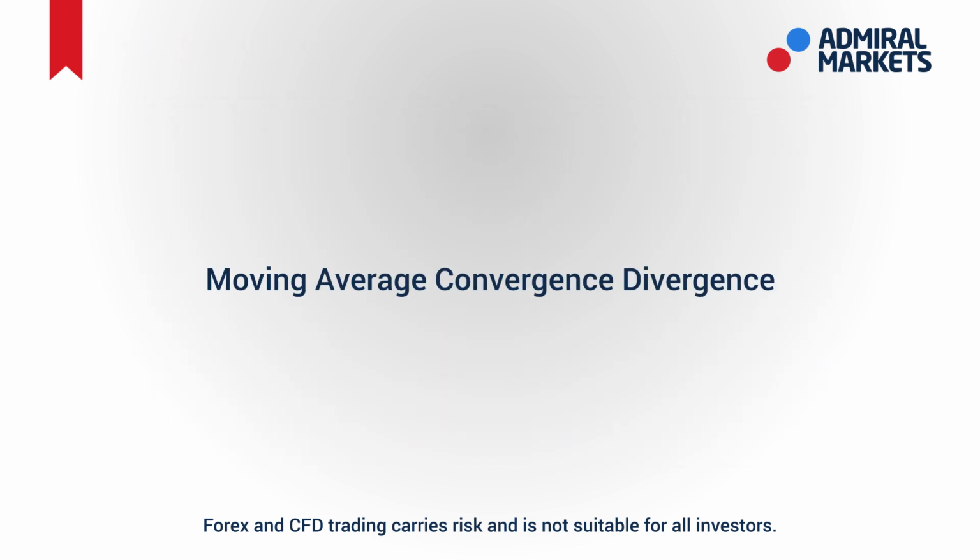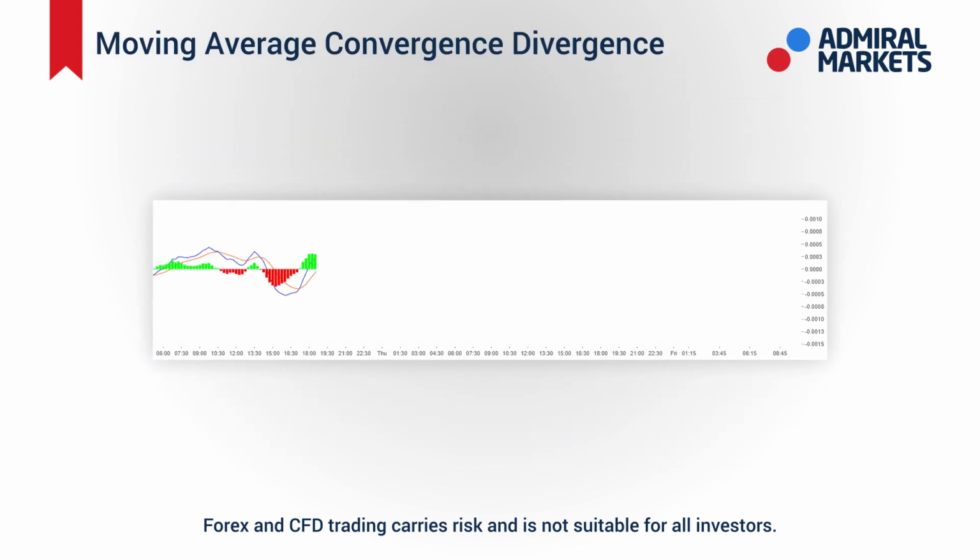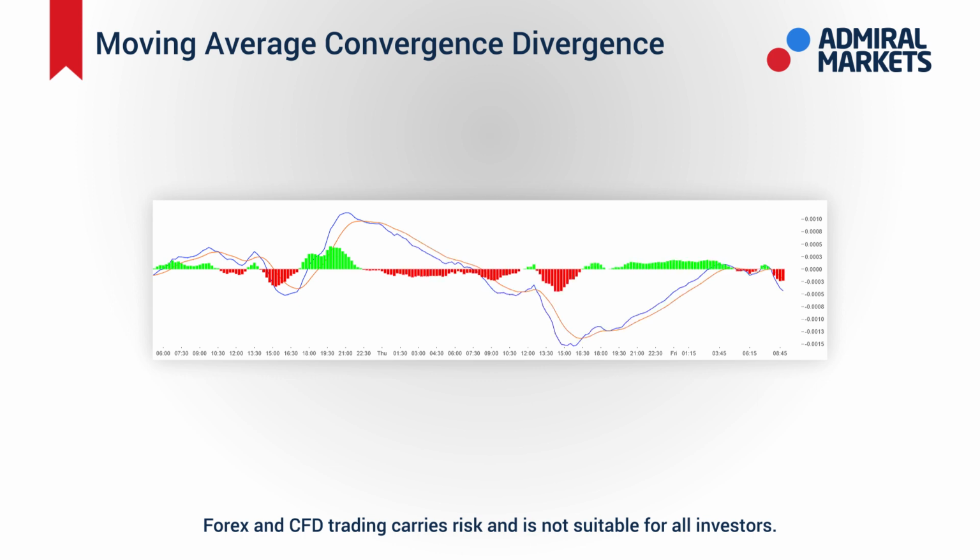Moving average convergence divergence. MACD uses 2 EMA lines to show trend correlation. EMA crossover above the zero signal line shows a possible trend reversal and a signal to buy. If it crosses below the signal line, a selling signal is indicated.